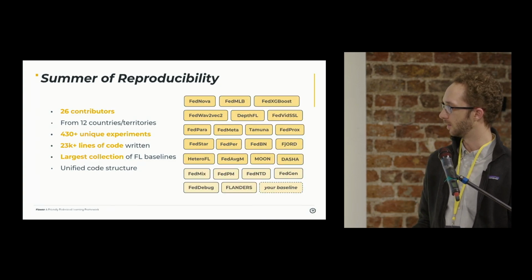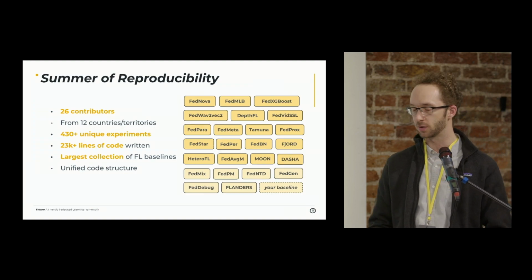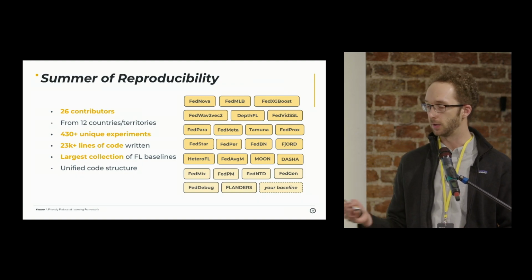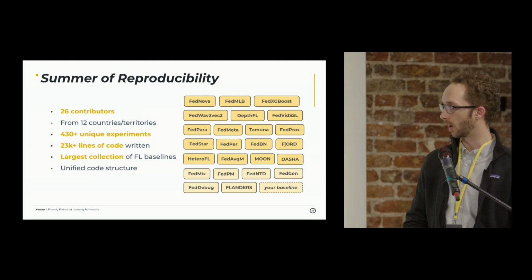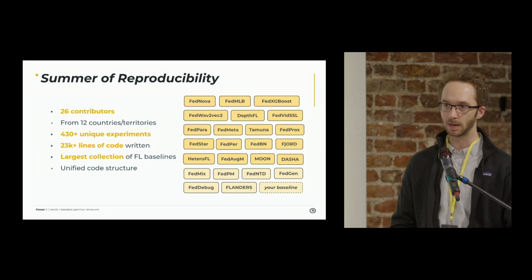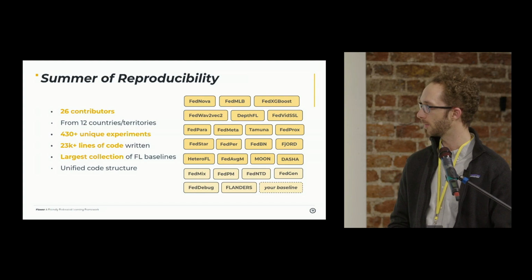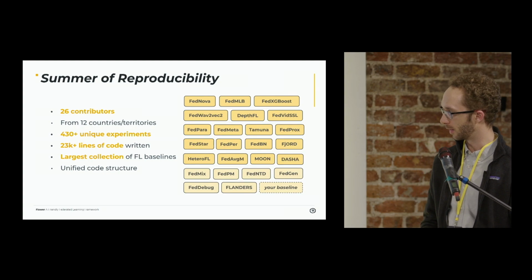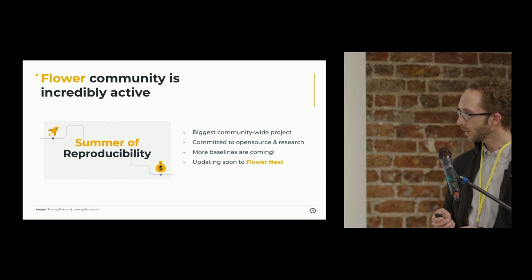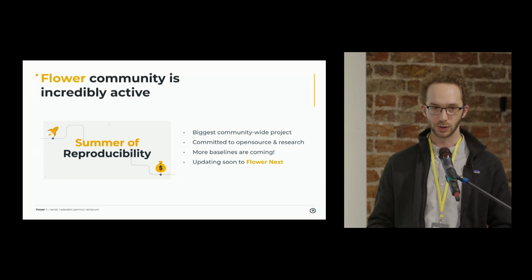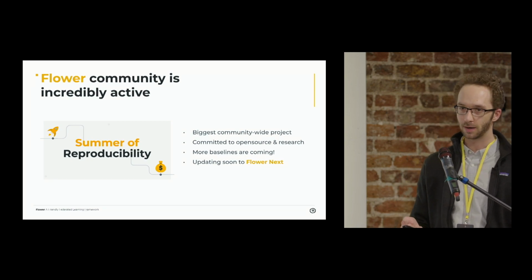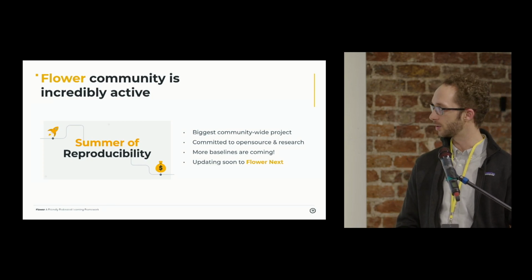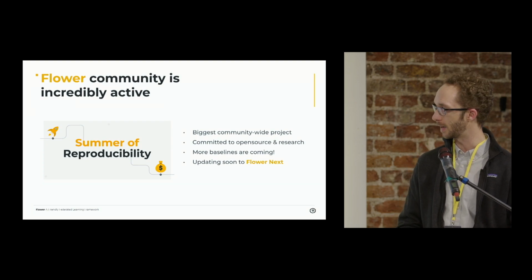So with this, we are confident that this is the largest collection of FL baselines. If you check other places, like, for example, Papers with Code, you will find way fewer baselines implemented in a unified framework. And we are super happy with the result. So far, the Summer of Reproducibility has been our biggest community-wide project. And we remain really committed to open source. So that's why we are maintaining these baselines.